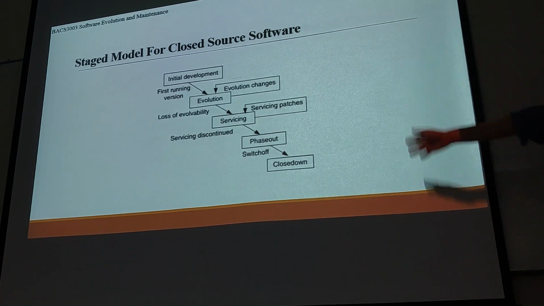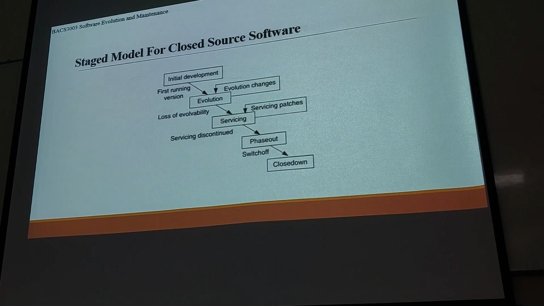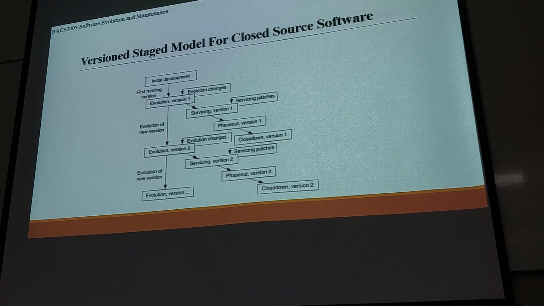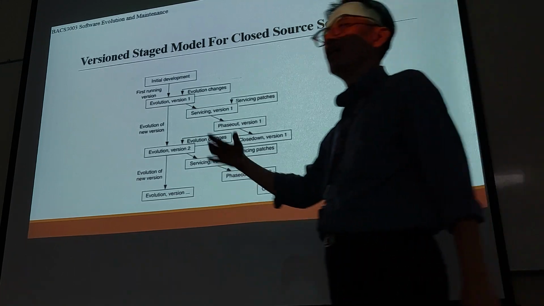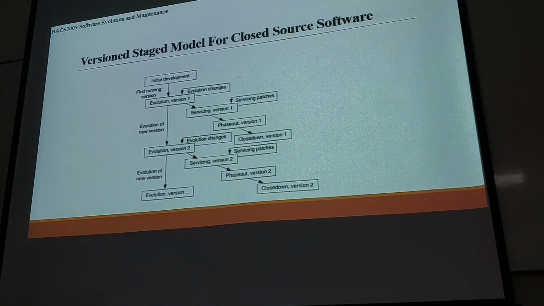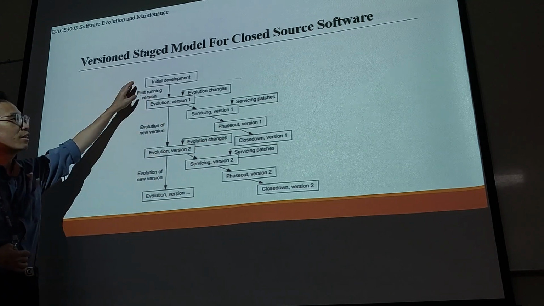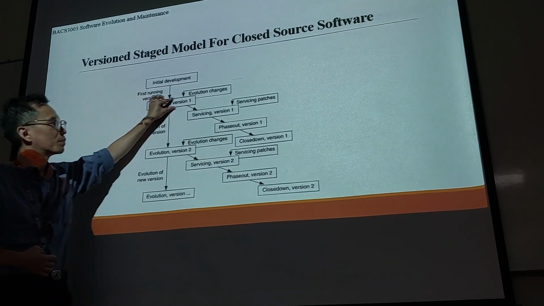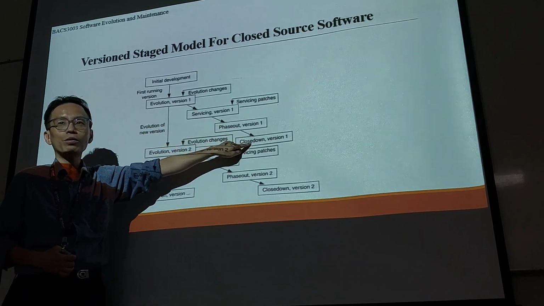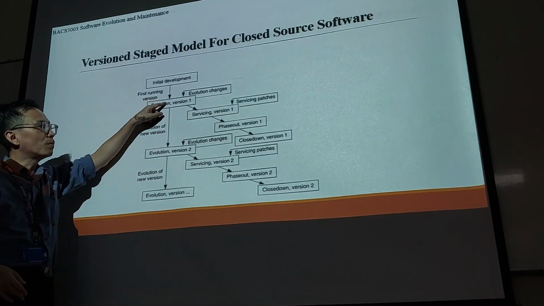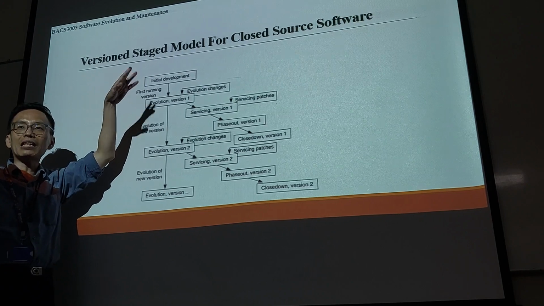So that is the stage model for closed source software, understand? And there is another stage model, called the version stage model. This one is almost the same, just that the version stage model shows that different versions of software have their own evolutions. After the first development version, evolve, service, phase out, close down. This is the stage model we just discussed, right? And even though after the first version there is close down, they proceed with the second version.